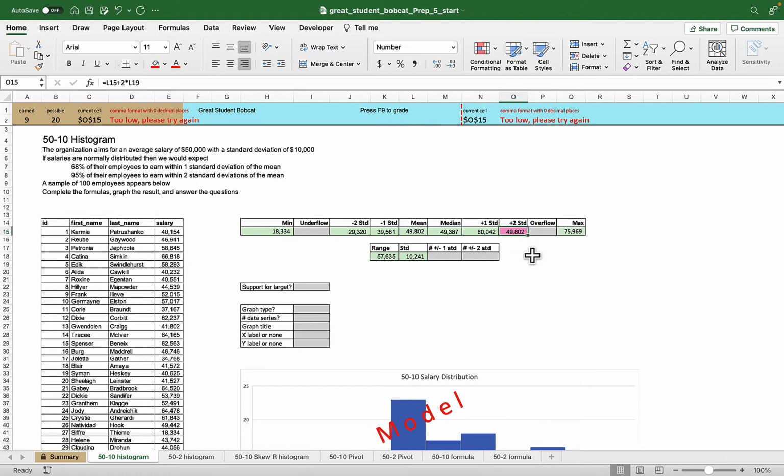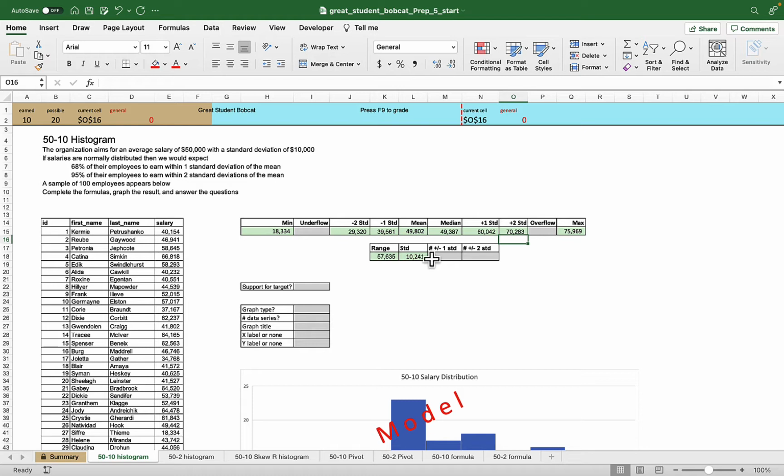Okay, apparently that's too low. So let's see what I did wrong. Oh, okay, I missed this value. Let's move that up. And grade again. There we go. All right.